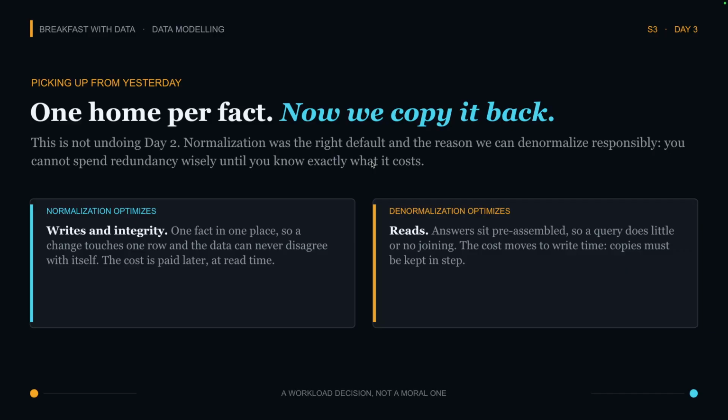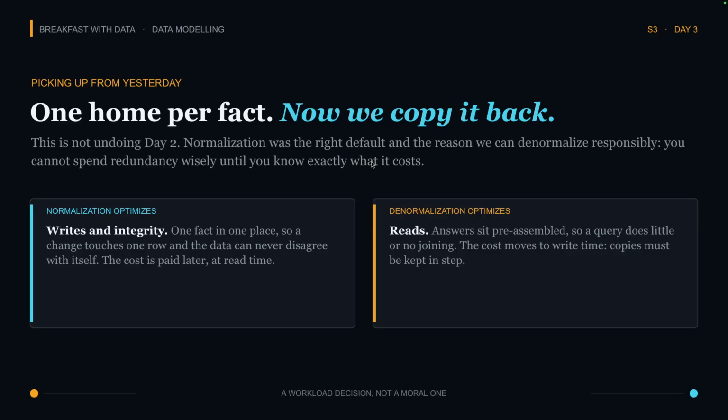Normalization is more of a problem for read because we are doing calculations, right? Joins with aggregates are going to cause problems. You understand? So the answer is almost always sitting in a pre-assembled table, right?